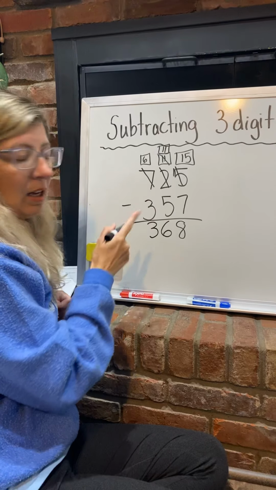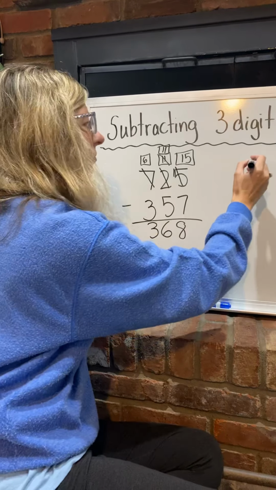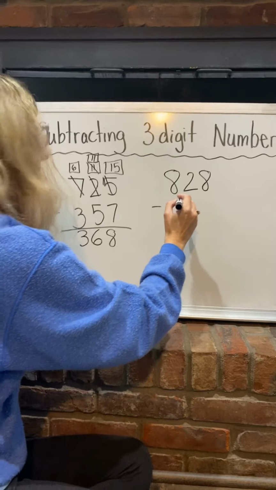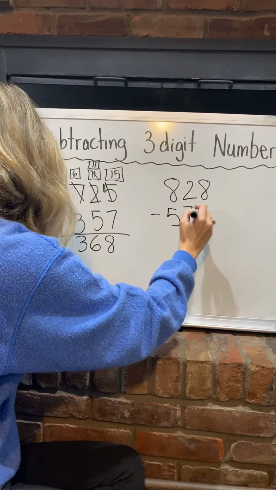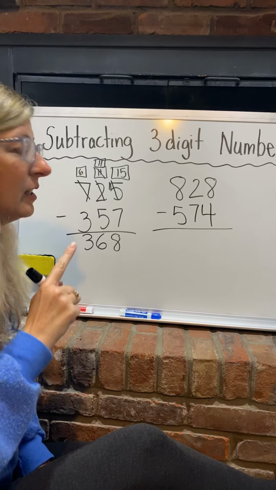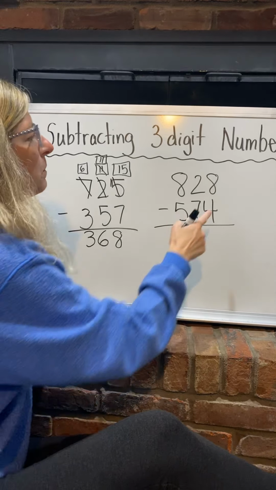So we could do that again with money if we wanted to. I'm going to go ahead on to the next problem. 828 minus 574. All right. Pause the video and try this one on your own and then start it back again to see if we got the same answer.